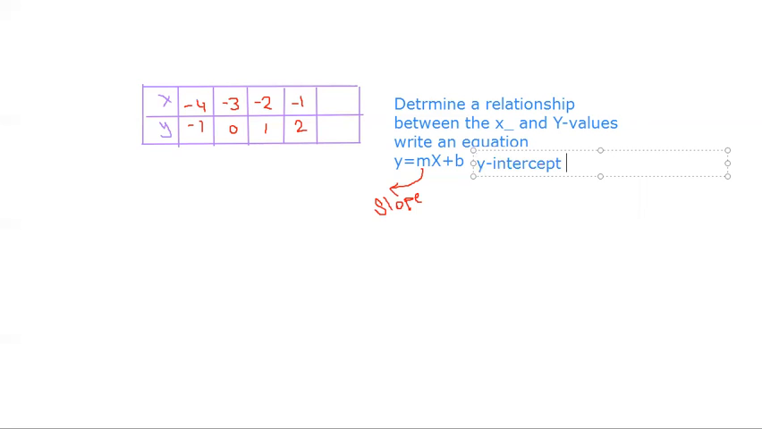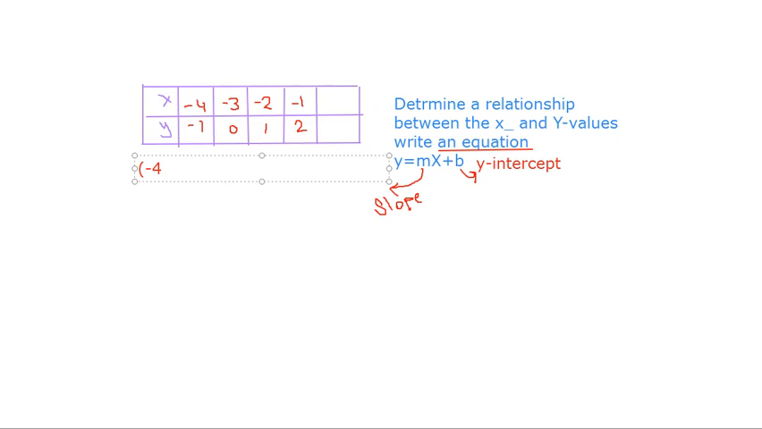So we are going to answer this question in 2 different ways. For the first, once you have the question, it says determine a relationship between x and y values and write an equation. Then he's looking for the equation. So what is the equation? It will be y equals mx plus b. Then we are going to select any two ordered pairs from the table. Could you please tell me any two ordered pairs, grade 9?